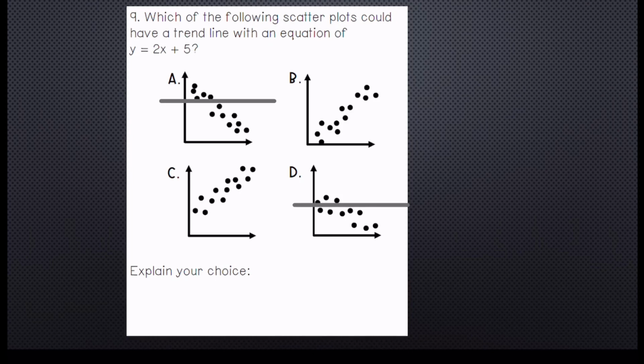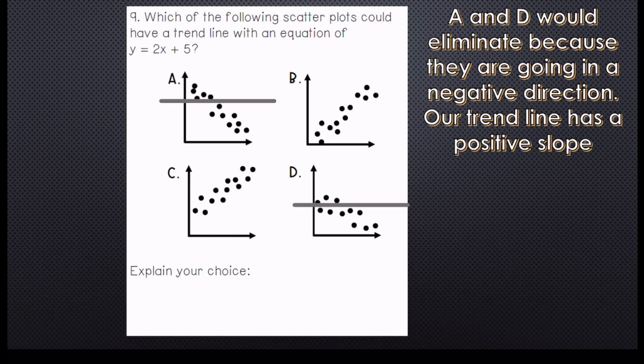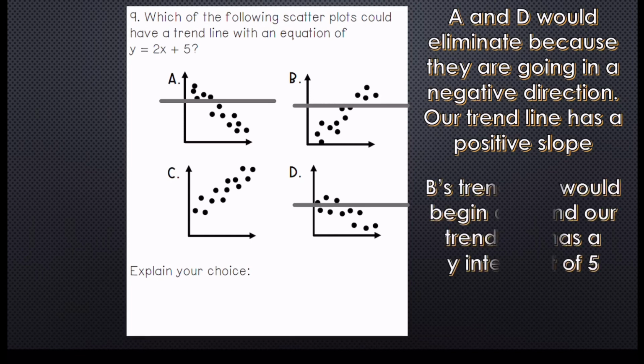And I want you to write this down. They would be eliminated because they're going in a negative direction, meaning their trend line would have a negative slope. Ours has a positive. So there's another aspect we need to look at. We can eliminate B. Well, why is that? And you need to write this down. B's trend line would begin at 0. Do you see how the data points are starting at the bottom? Our trend line should begin at 5. Therefore, C is our only choice. And by writing what I have here on the side, you've explained your choice.